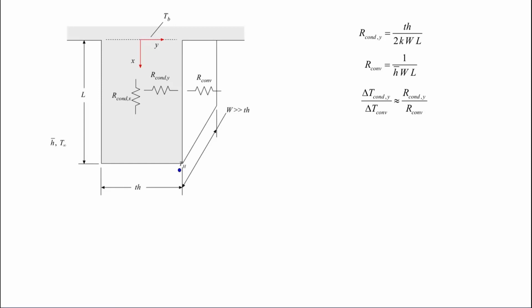One other kind of minor thing to point out just before I move on. In this example, I said my distance to conduct was this, right? This is my distance to conduct, which was thickness over 2. Why did I say thickness over 2? You could come in here and say, well, actually, on average, the heat's going to be conducting from maybe thickness over 4 on average. That would be a much more reasonable thing.